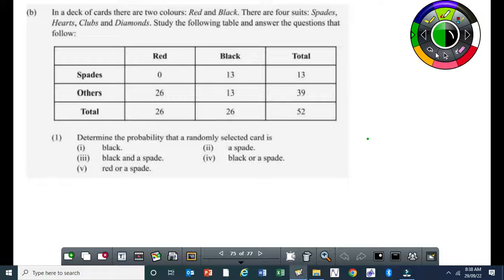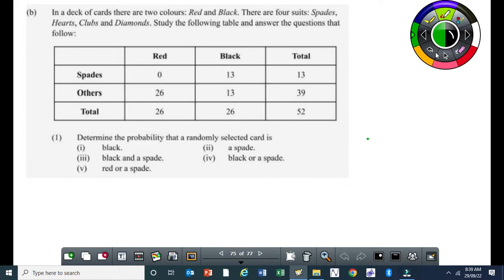The question: you have a deck of cards with two colors, red and black. There are four suits, obviously. You've got your spades, your hearts, your clubs, and your diamonds. So a contingency table was put together because of the two different colors and also the two categories in terms of spades and other types of cards.